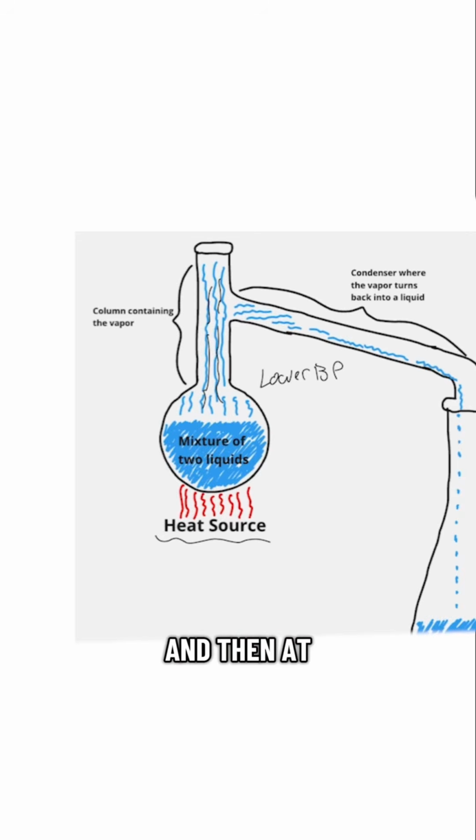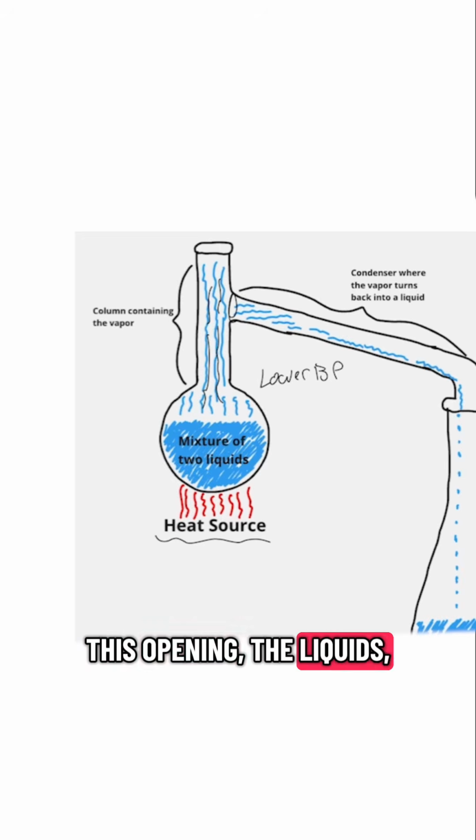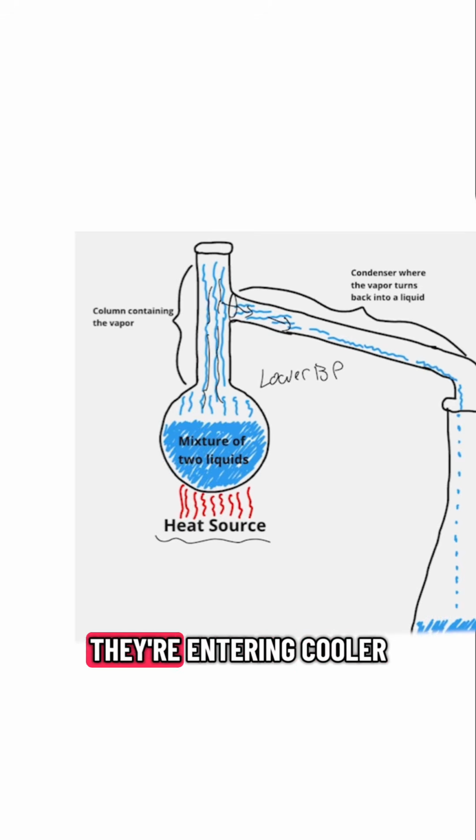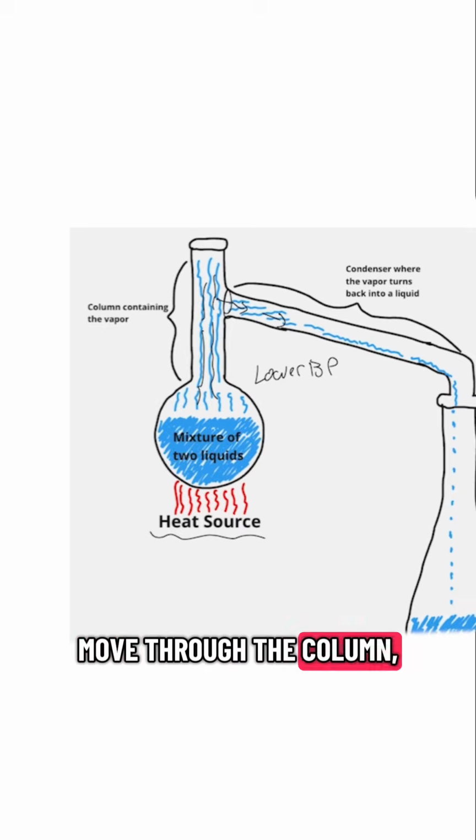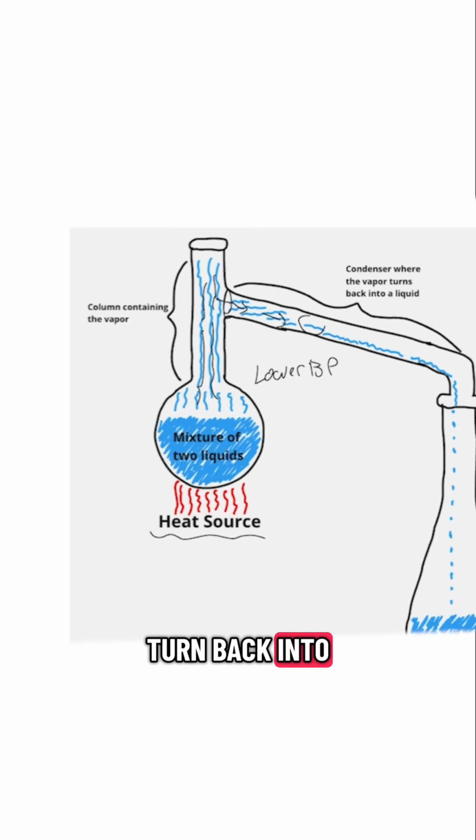And then at this opening, the vapors move through, and as they move through this column, they're entering cooler areas because this column is not heated. So as they move through the column, they will start to condense and turn back into a liquid, which we see here, and then that liquid will run down into a collecting flask.